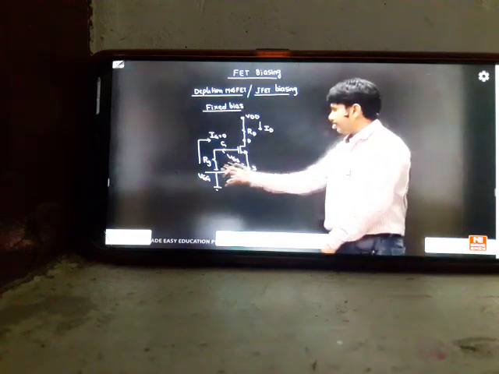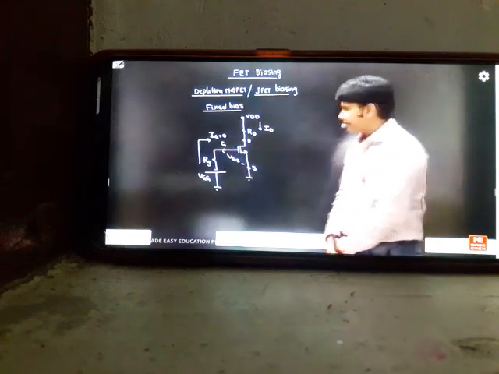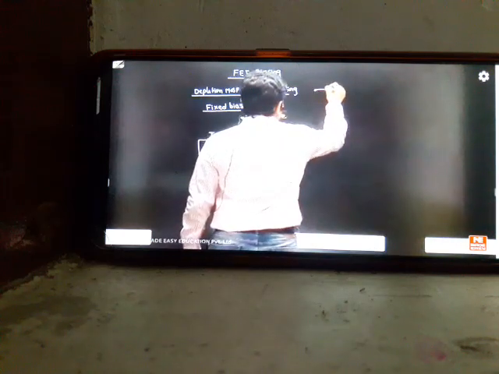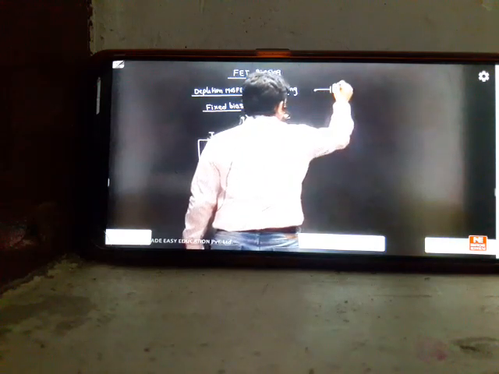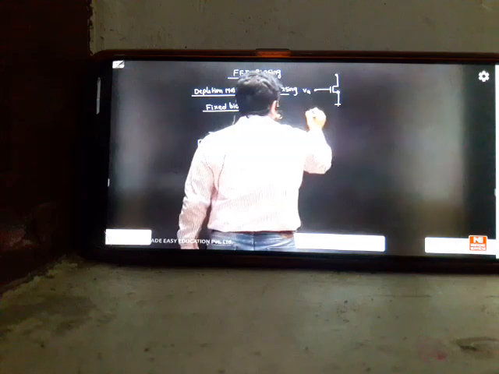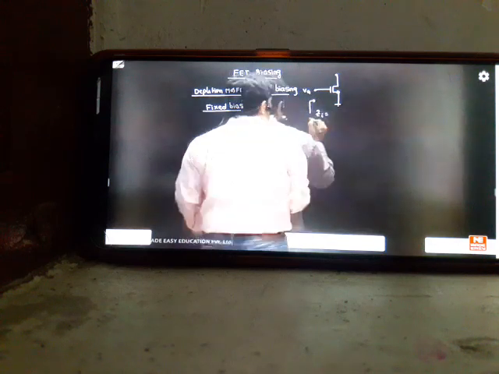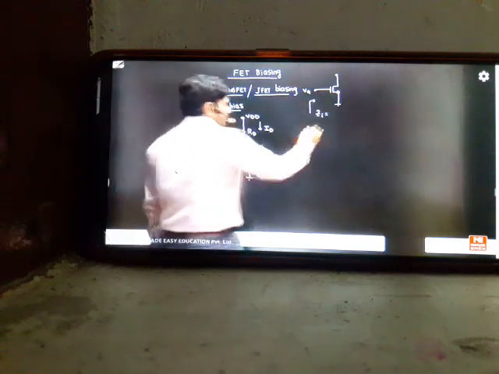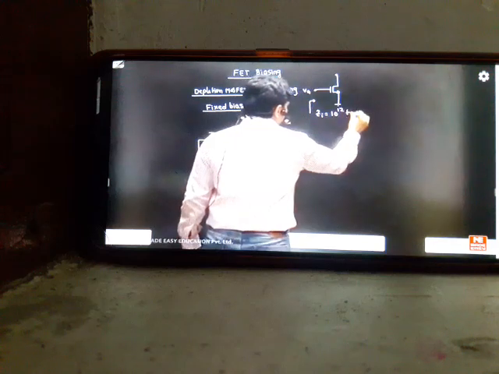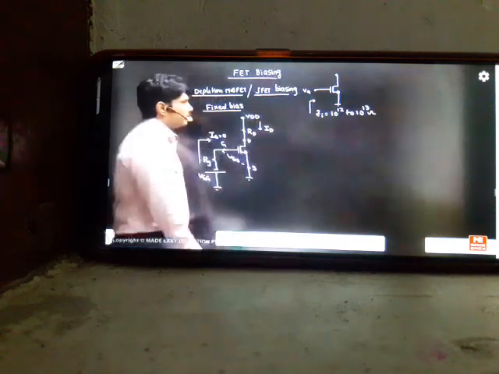The examiner has given, suppose, RG and VGG. Now you have taken the principle that the MOSFET has IG equal to 0. Then what is the meaning of that? Suppose you take the MOSFET like this. This is the MOSFET, this is the gate voltage. The input impedance is very high in a MOSFET. How much is the input impedance generally? Around 10 power 12 to 10 power 13 ohms nearly. This much impedance your MOSFET is consisting of.